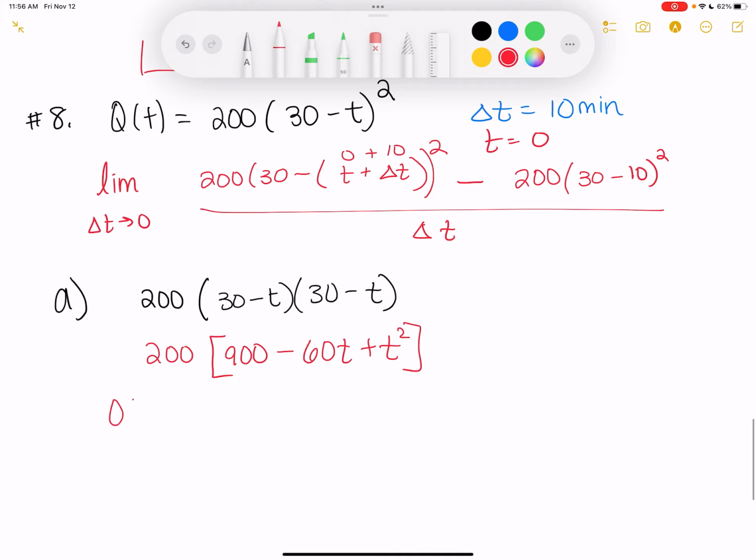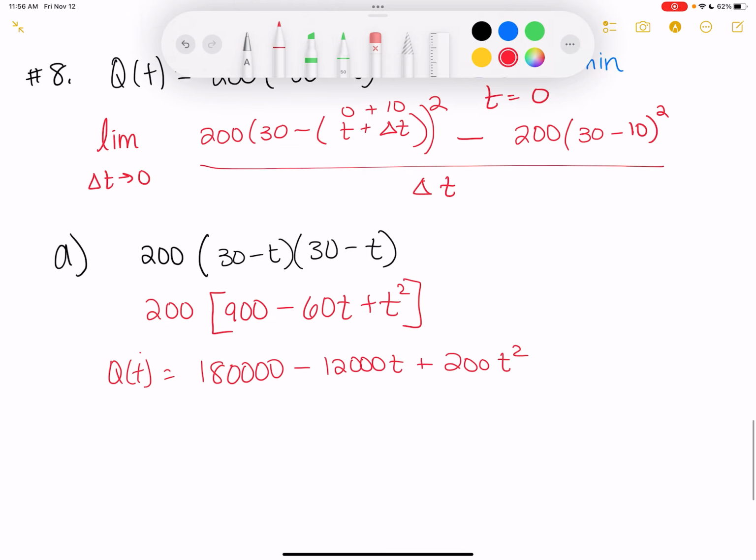So Q of t is equal to, multiply everything by 200, so 180,000 minus 12,000 t plus 200 t squared. So then how fast is the water running out at the end of 10 minutes? We are going to take the derivative.